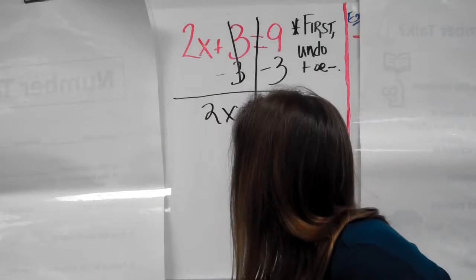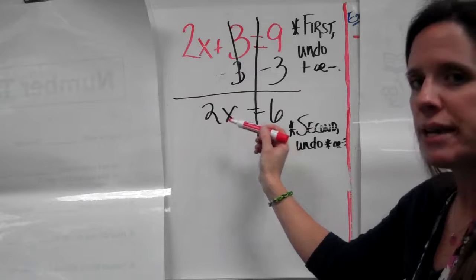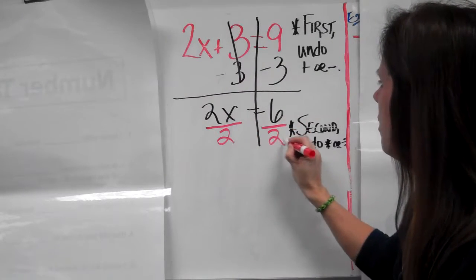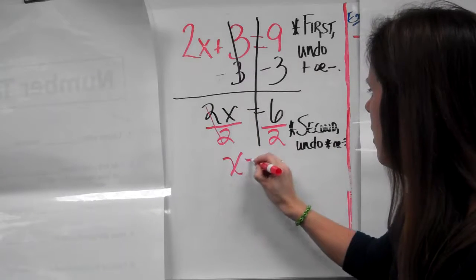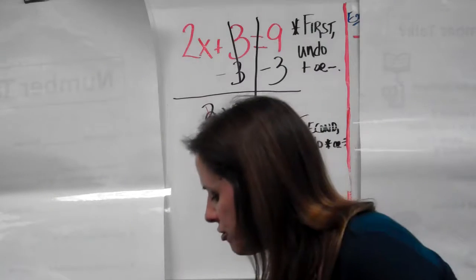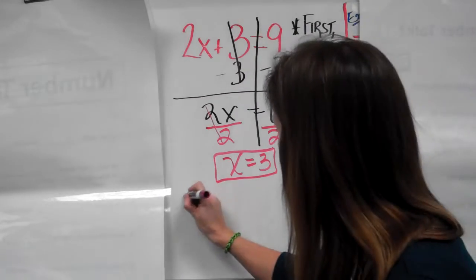Second step, we need to undo the multiplication or division. We have multiplication, so we're going to divide both sides by 2. X equals 3. We actually should say there's 3 steps, shouldn't we? Because what's the third step? Do your check.